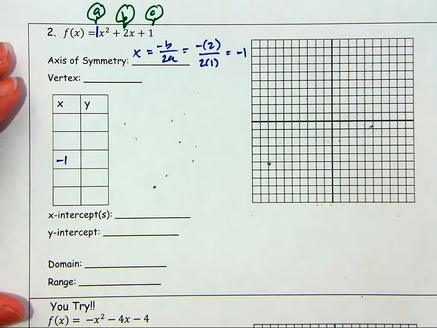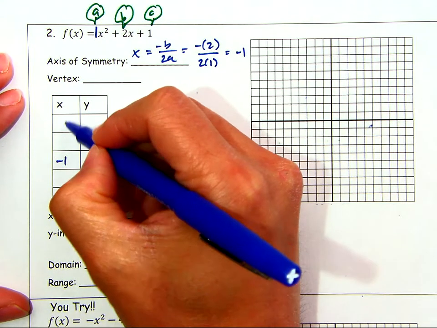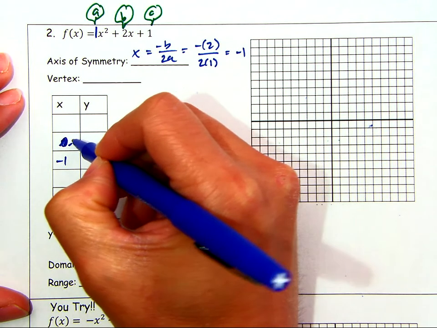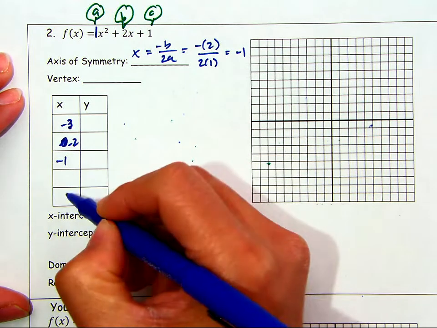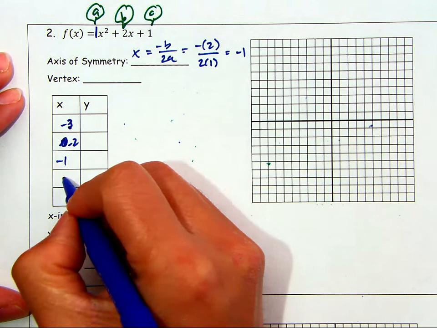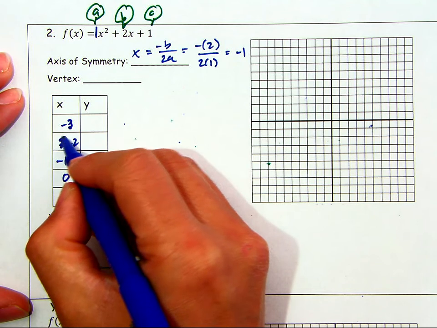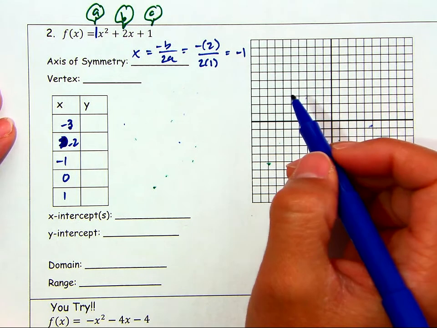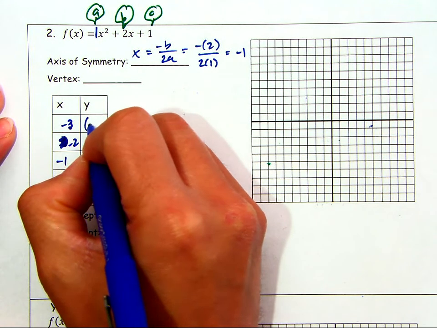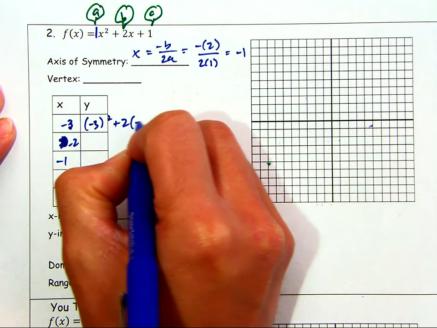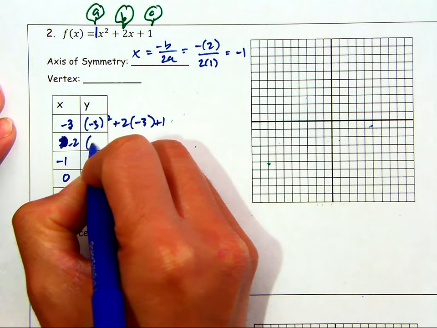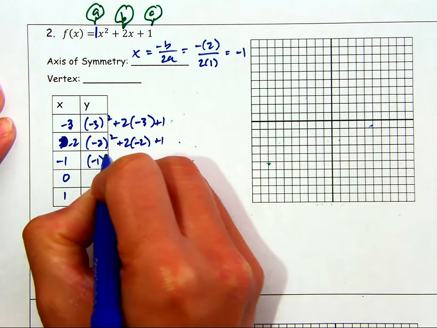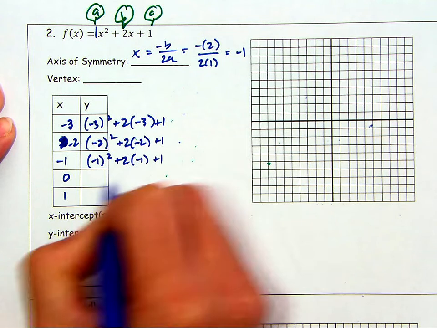Okay. And then we'll choose 2 integers just less than that, so negative 3 and negative 2, and then we'll choose 2 integers that are just bigger than that, so 0 and 1. All right. And then now we're going to evaluate. So let's see, negative 3 squared plus 2 times negative 3 plus 1, negative 2 squared plus 2 times negative 2 plus 1, negative 1 squared plus 2 times negative 1 plus 1. You get the picture.